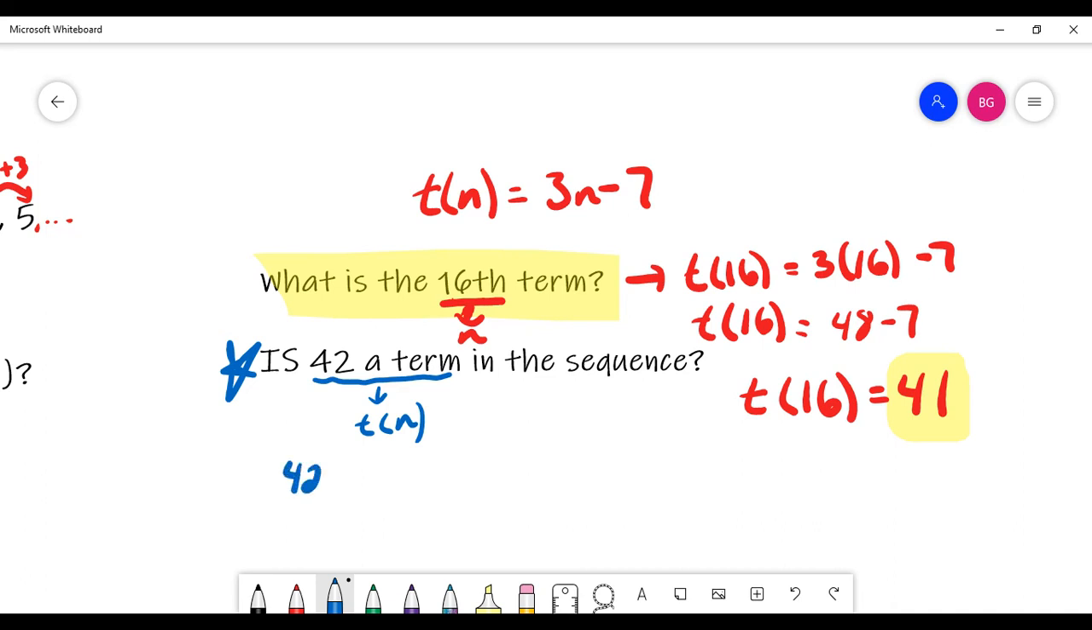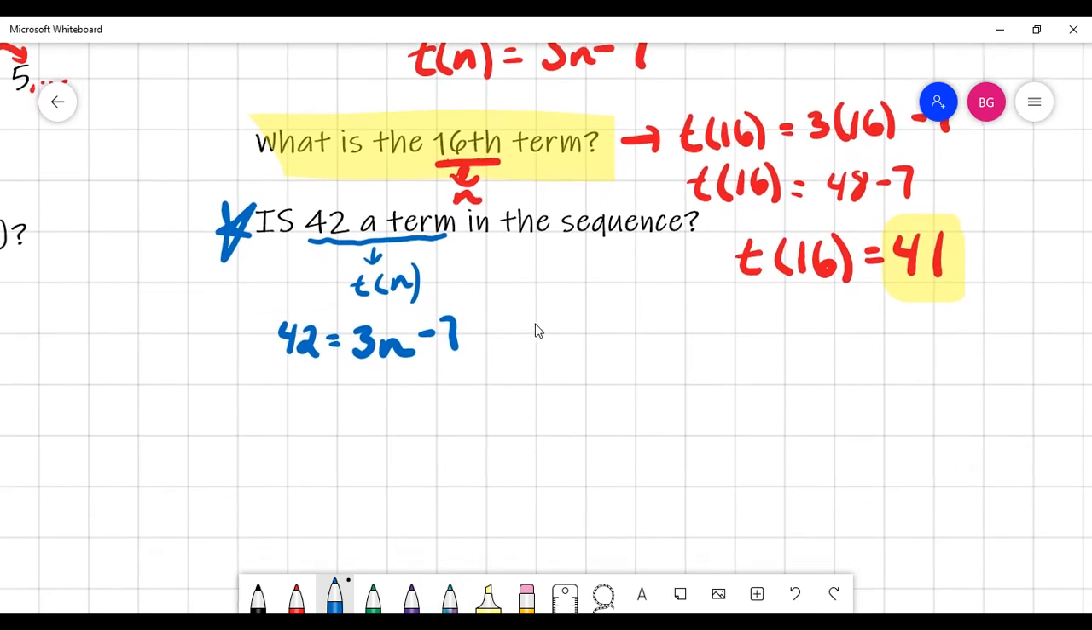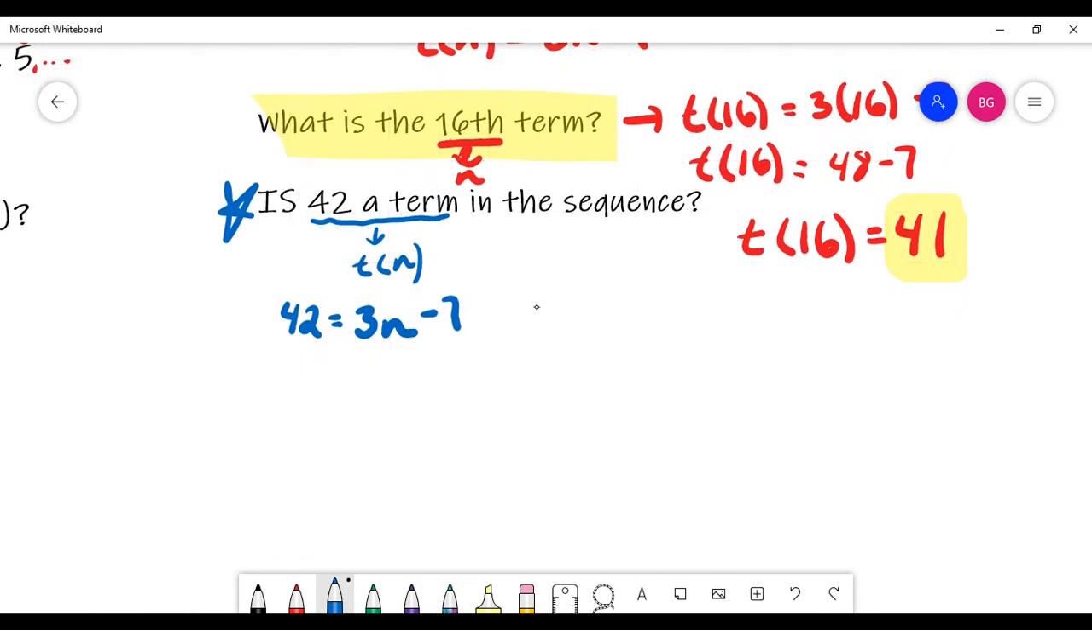So we would say 42 equals 3n minus 7. We don't know what n is. That's what we're trying to find out. Is 42 going to be in a term number spot? So now you just solve this equation right here: 42 equals 3n minus 7.